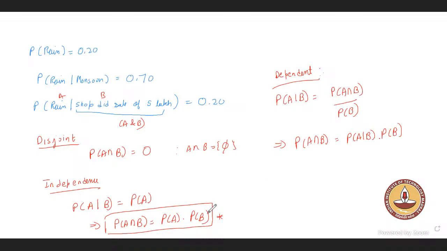No, that is in case of independence. Here I'm saying if they are dependent, we cannot expand this, and P of B and P of B we cannot cancel. You can only do that in case of independence.